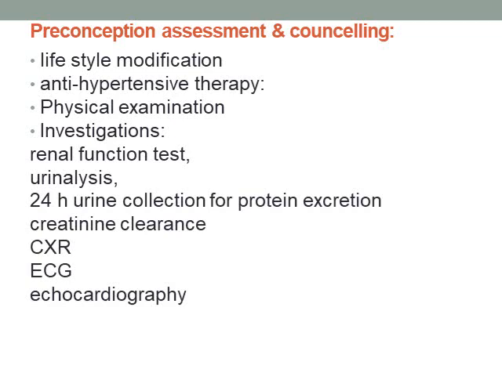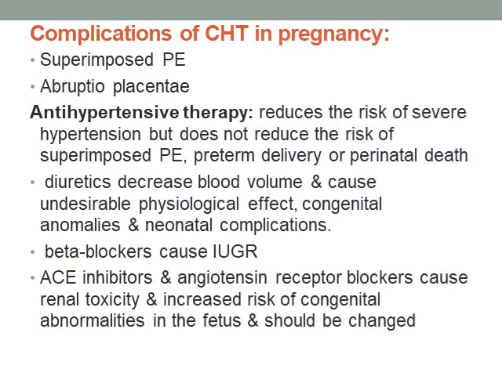and the investigations that we need to do for them to know any affection of the patient by the chronic hypertension, especially those with long-term hypertension. We do renal function tests, urine analysis to see whether there is proteinuria or not, 24-hour urine collection for protein excretion, and creatinine clearance. We have to do chest x-ray, ECG, echocardiography. Of course the physician will do them to determine whether her general condition can tolerate going through pregnancy or not.